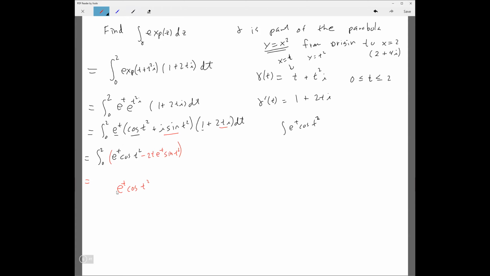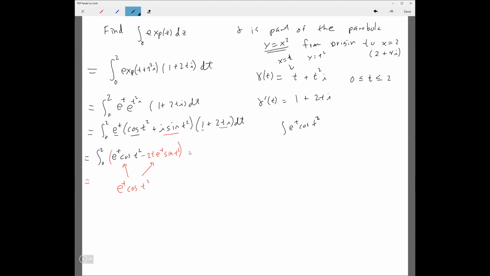If you take the derivative of this, then by the product rule, you get the derivative of this, which is e to the t times that, which is this term, plus e to the t times the derivative of this. The derivative of this is negative sine t squared times 2t. Okay, great, so that works.